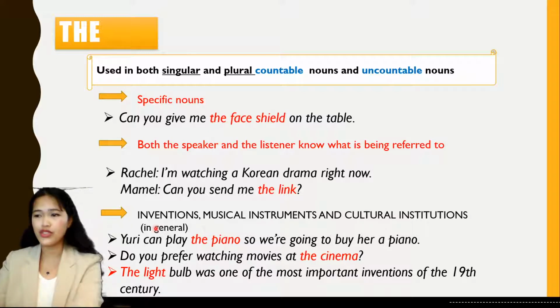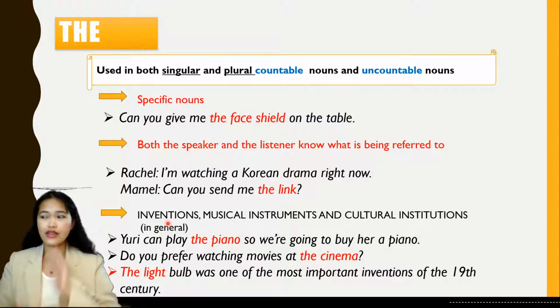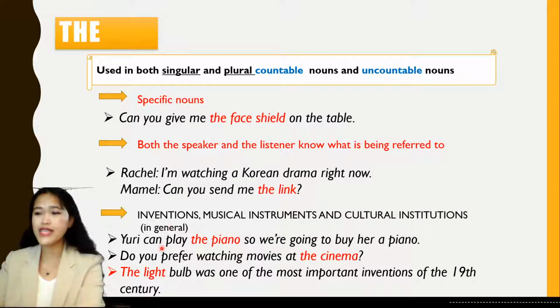Let's go on with inventions, musical instruments, cultural institutions. So in general, we say Yuri can play the piano, so we're going to buy her a piano. So, what is the difference of the piano and a piano? Yuri can play the piano, so we're going to buy her a piano. It sounds tricky, doesn't it? Yuri can play the piano, that is a musical instrument.